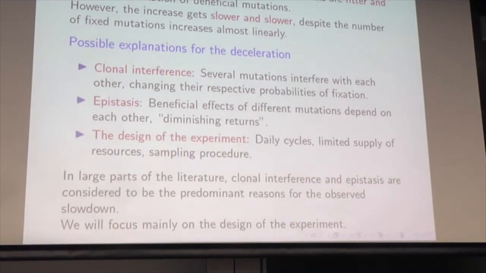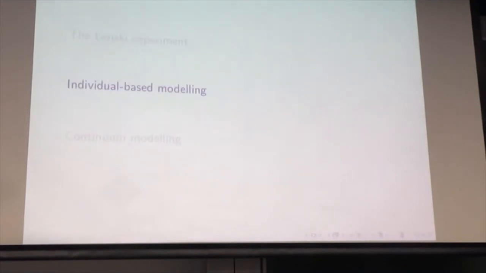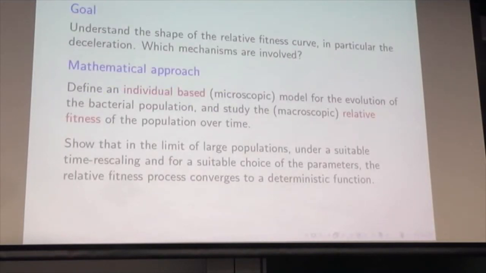In a large part of the literature, clonal interference and epistasis are considered to play a big role in this kind of phenomenon. But this study is just to focus on the design of the experiment, as a starting point to study the Lenski experiment. So next I will talk about the individual-based modeling. We are trying to understand the shape of the relative fitness curve, right? So you remember the parabola.